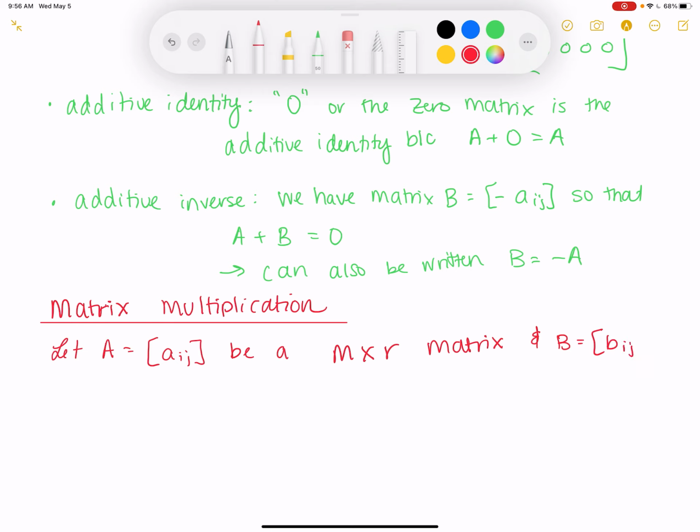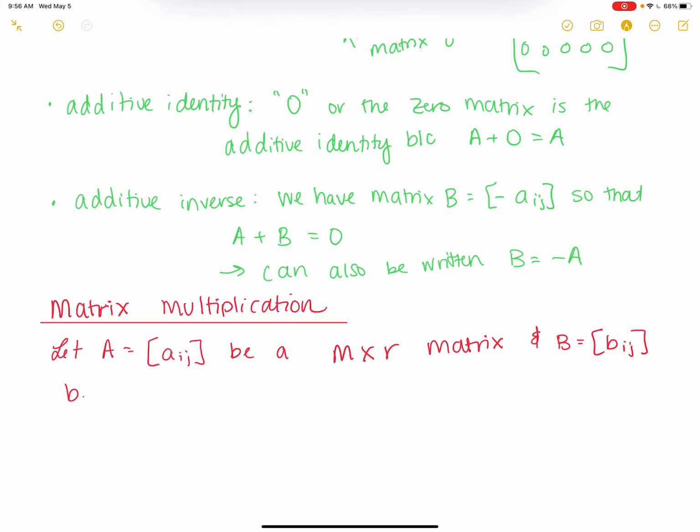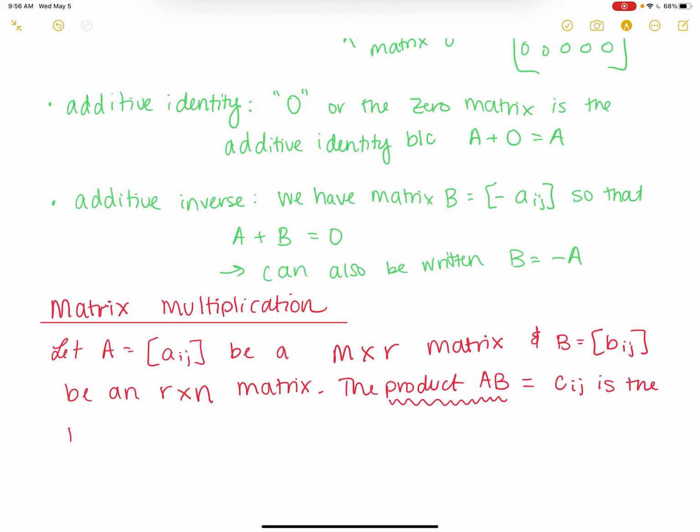B equals B sub ij, an R by N matrix. The product, AB, equal to C sub ij, is the M by N matrix. Why do math teachers use the same letters? A, B, like the most similar letters. I, J, M, N.